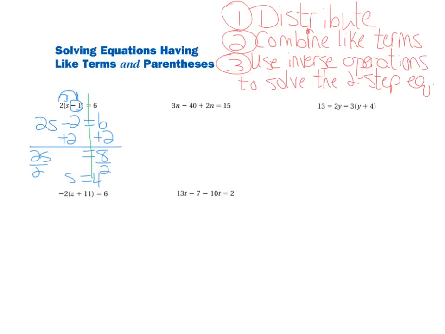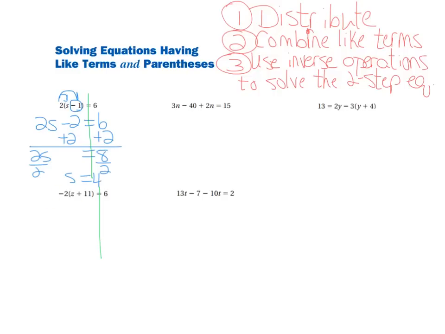Now this next one underneath it, negative 2 times the quantity z plus 11 equals 6. This is very similar to this one. If you want to pause the video and try it on your own, you can. I will work it and we will check it. Find your equal sign, draw a line through it. Now we're going to distribute. We look over here. Is there anything to distribute?